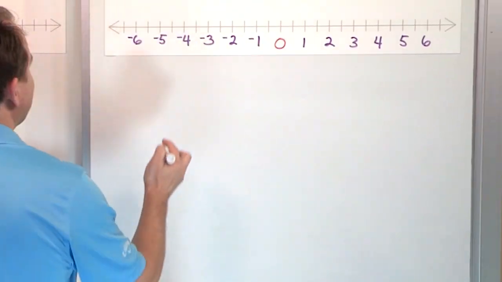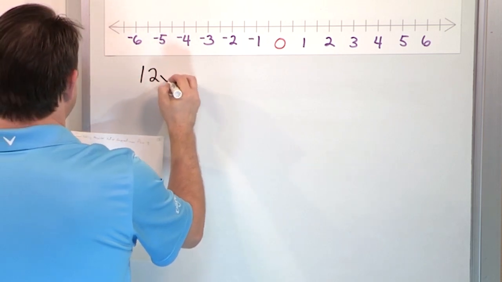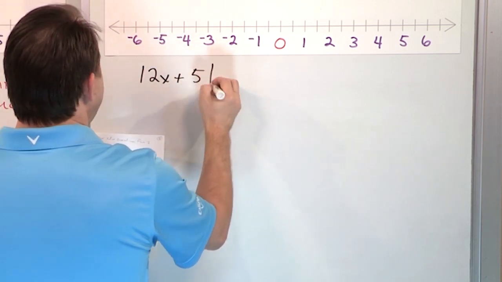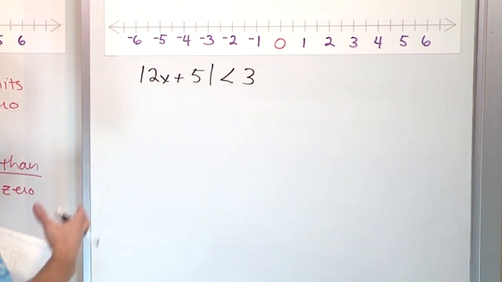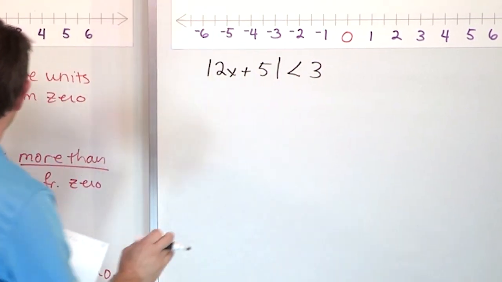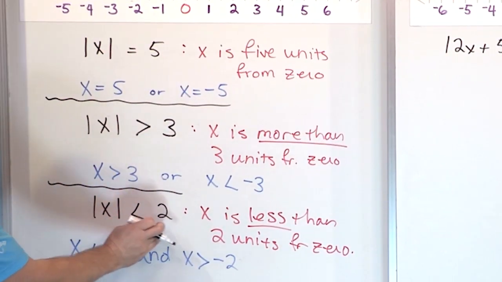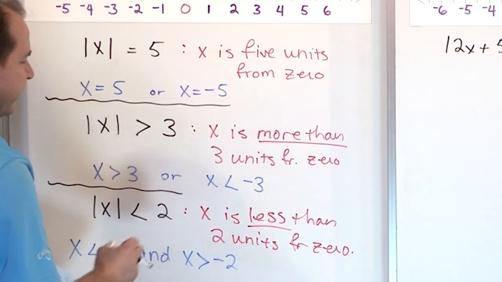So our first problem is obviously a little more complicated than those. What if we had the absolute value of 2x plus 5, and that's less than 3? The first thing you do is you say, what category does this fall into? It's an expression of x less than a number. This means that it's less than, in this case, 3 units from 0.